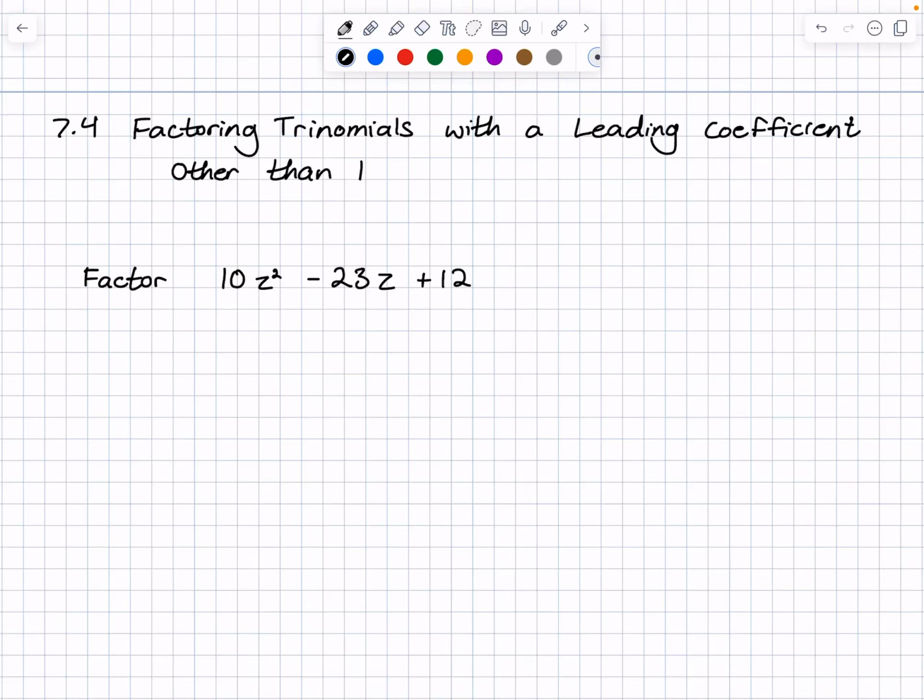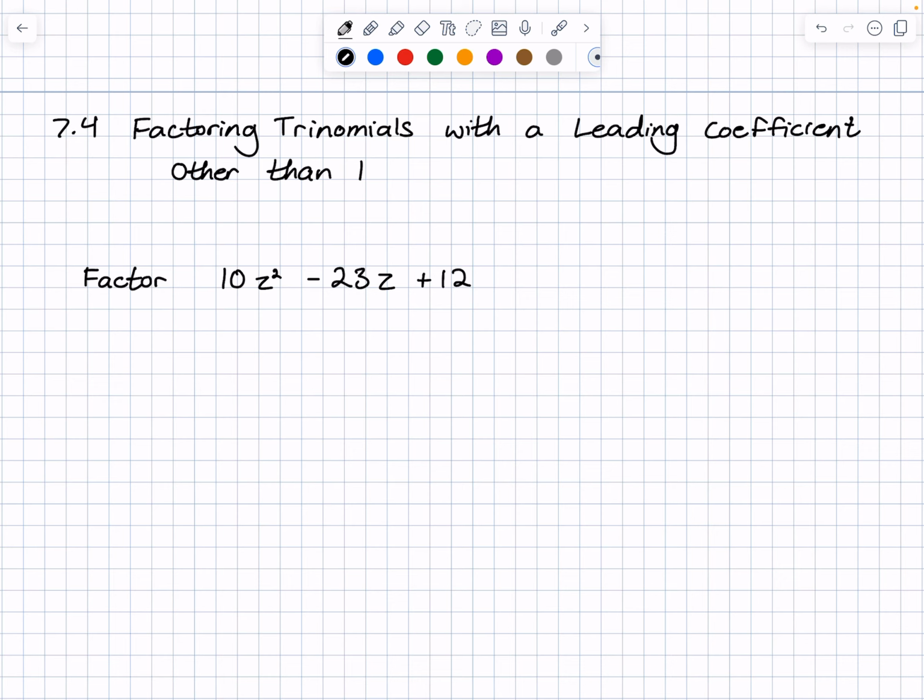7.4, which is factoring trinomials with a leading coefficient other than 1. And let me make a recommendation before we jump into this. You should master 7.3, meaning not just watch the video, but do all the practice problems and make sure you've got it down before you try to do this one.